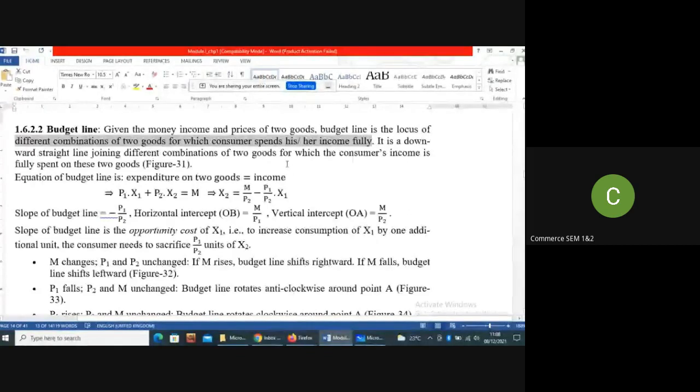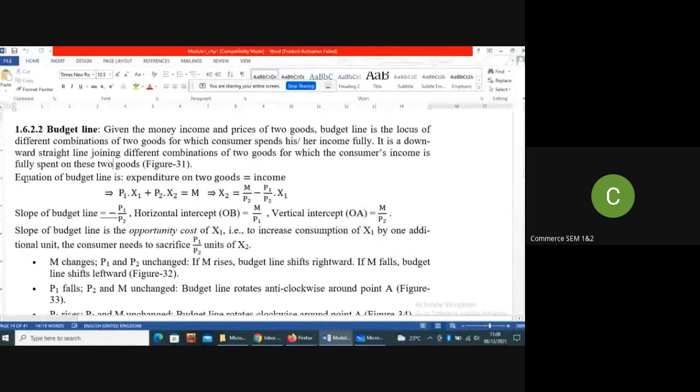So we are not allowing the consumer to save anything. Whatever money you have in your pocket, you need to spend fully on the two available commodities or services. So it is a downward sloping straight line joining different combinations of two commodities for which the consumer's income is fully spent on these two goods.